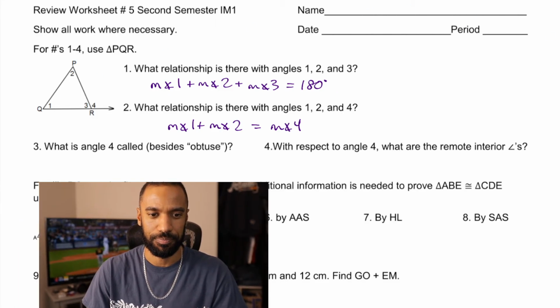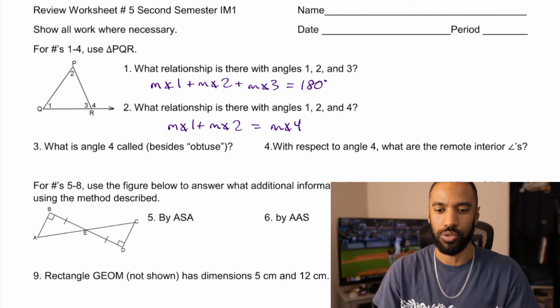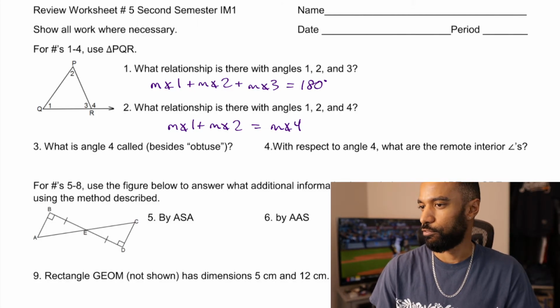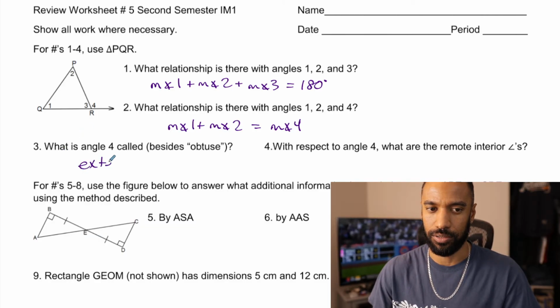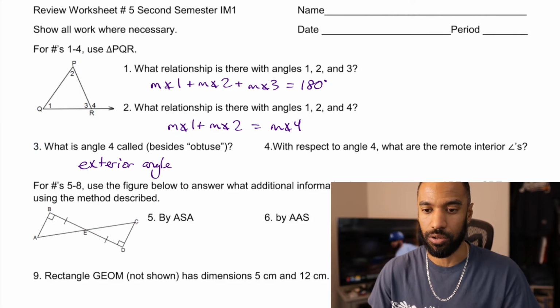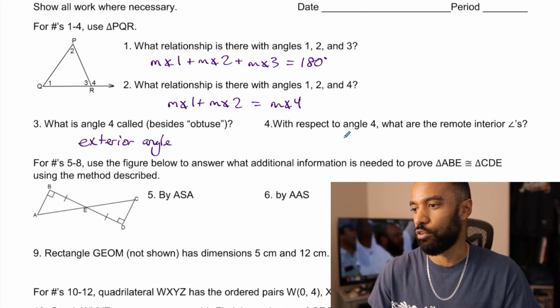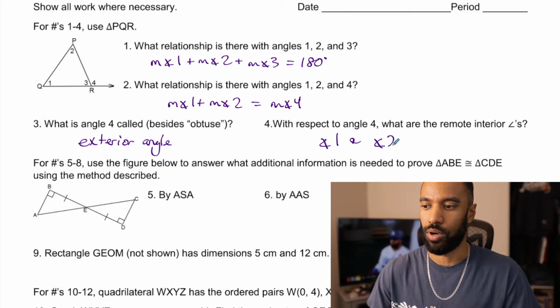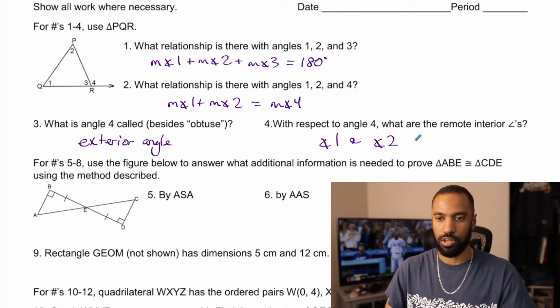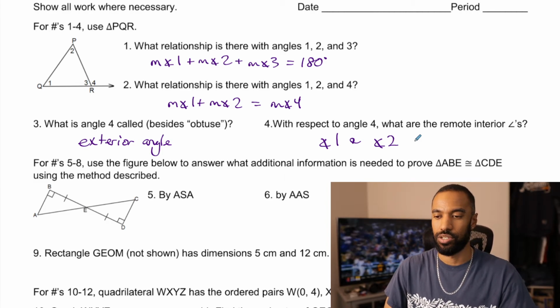I don't think that's true for the angles themselves, but if you add the measures of angles 1 and 2, you do get the measure of angle 4. We are going to be using that. What is angle 4 called besides obtuse? It's also called an exterior angle. Specifically, it's the remote exterior angle to angles 1 and 2. With respect to angle 4, what are the remote interior angles? So angle 1 and angle 2. So again, angles 1 and 2 are remote to 4. 3 is adjacent to 4 right there.